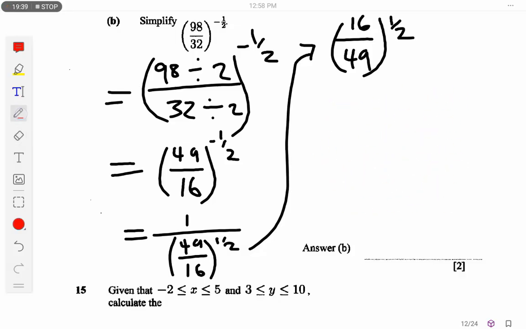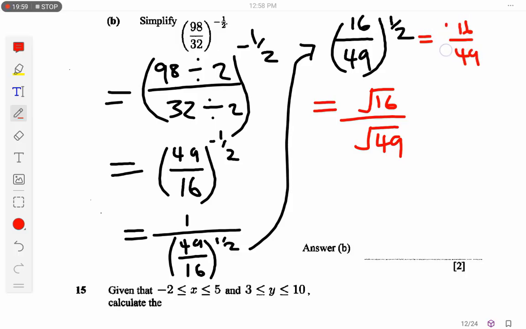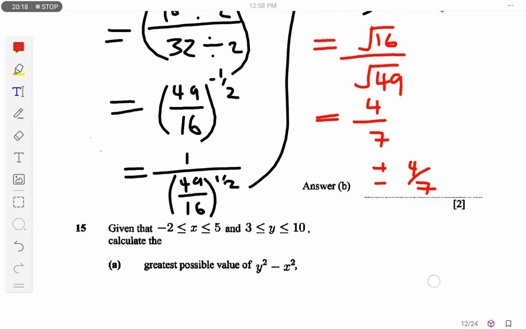Okay, now let's simplify. To the power of half is the same as square root. So we can say this is equal to square root of 16 over square root of 49. If the whole thing is like that, it's the same as the square root of 16 over 49. And I can rewrite this like that. Okay, let's finish off. Square root of 16, that's 4, over square root of 49, that's 7. So because of the square root, you can say your answer is plus or minus 4 over 7 there. Okay, let's move on to the next question.